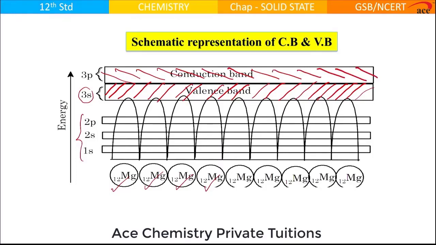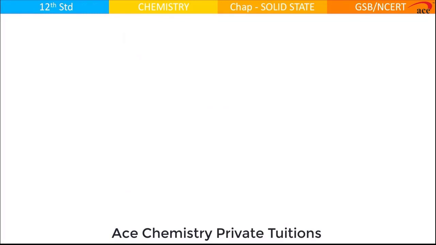And what you are able to realize in magnesium is that the valence band and conduction band are so close to each other that an electron from 3s can easily jump to 3p by absorbing heat energy of the surroundings. So, the difference is very small. So, an electron can easily go from the filled valence band to an empty conduction band at any given moment of time, making magnesium an electrical conductor. So, this was a schematic diagram to understand valence band and conduction band.